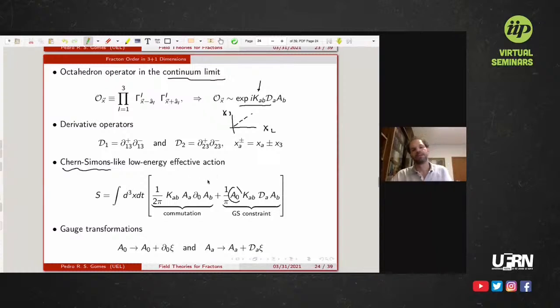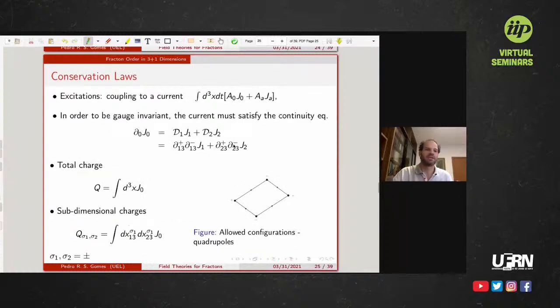The theory we have obtained is a fully gapped theory, which is also gauge invariant, and the gauge transformations are in this way. The time component is more or less usual, but the A1 and A2 components transform according to these non-usual derivative operators here.